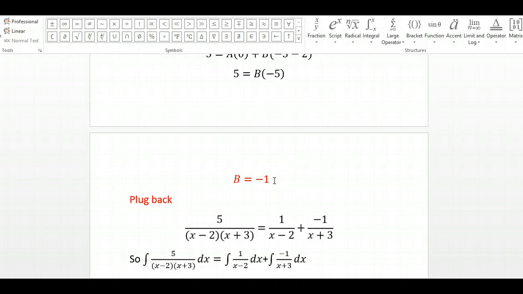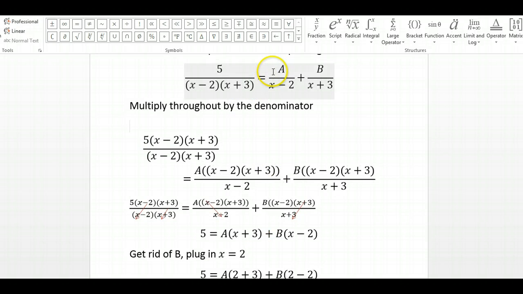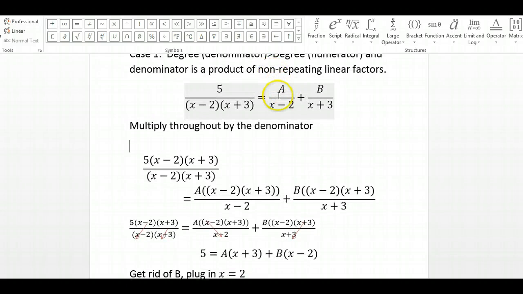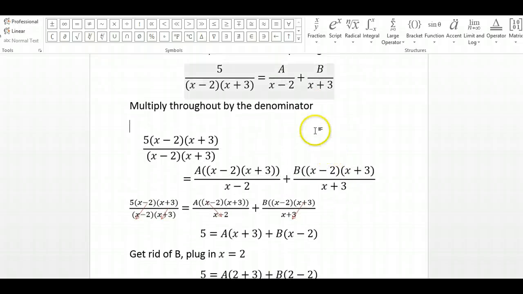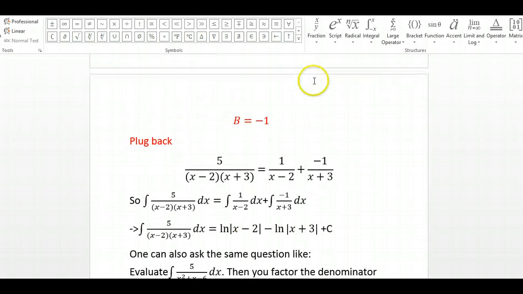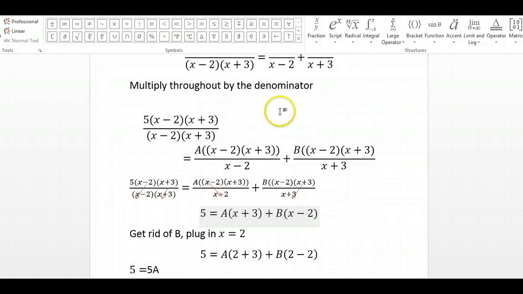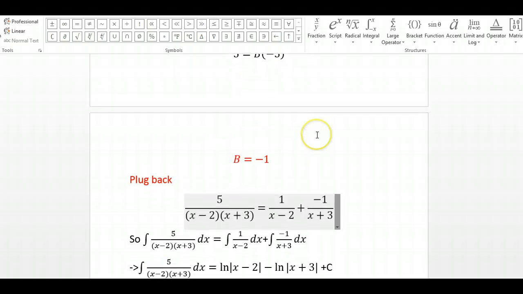So now we will plug back. So how do you plug back? Well, we can go up here and then we can plug back here. So a would be equal to 1. So we plug in a equals 1. So you get 1 over x minus 2. And then we have b equals negative 1. So we have negative 1 over x plus 3. So now we have got our partial fractions. Okay, so we found a and b, and then we go up here, plug in for a, plug in for b, and this is what we get.